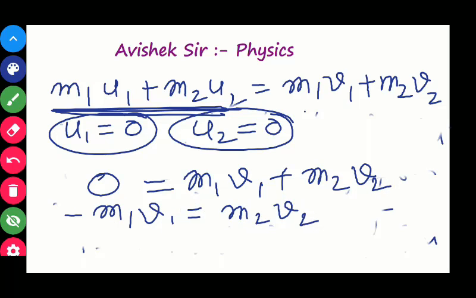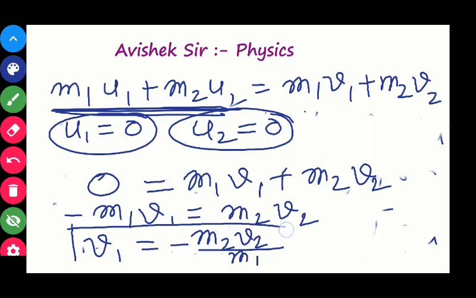Then what will be the final expression for v1? v1 is the recoil velocity, that equals m2 v2 divided by m1, and the minus sign should come here. Now this is the mathematical expression we need for the recoil velocity of the gun. I hope you guys have understood the concept of how we have derived the mathematical expression for the recoil velocity of the gun. Right? Now we are proceeding to the next topics.